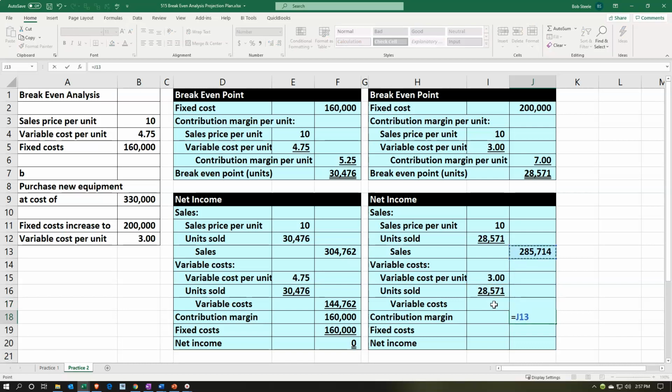Contribution margin then being the sales minus the total variable costs. And that's going to be equal to the fixed cost now, because it's the break-even point that we're calculating here. Therefore, the 200,000 minus the 200,000 is indeed 0.